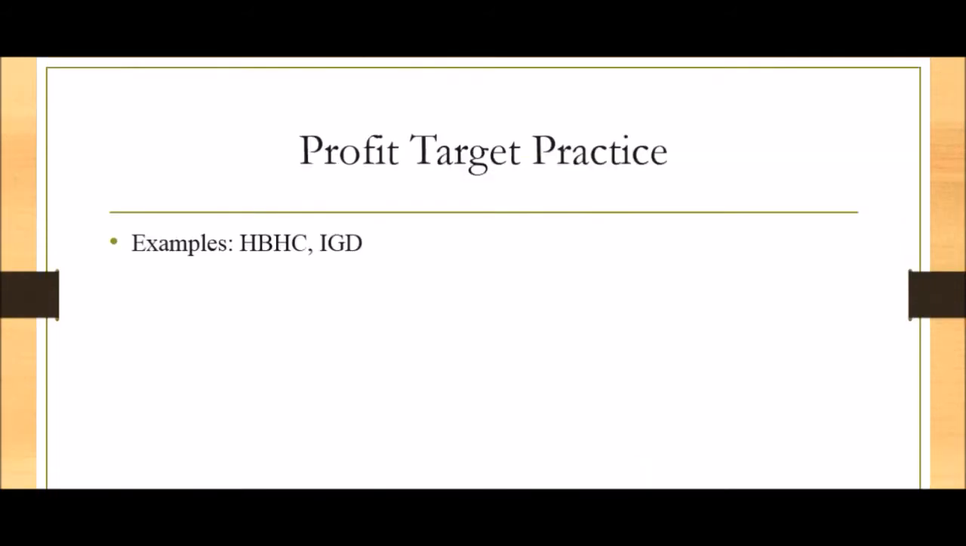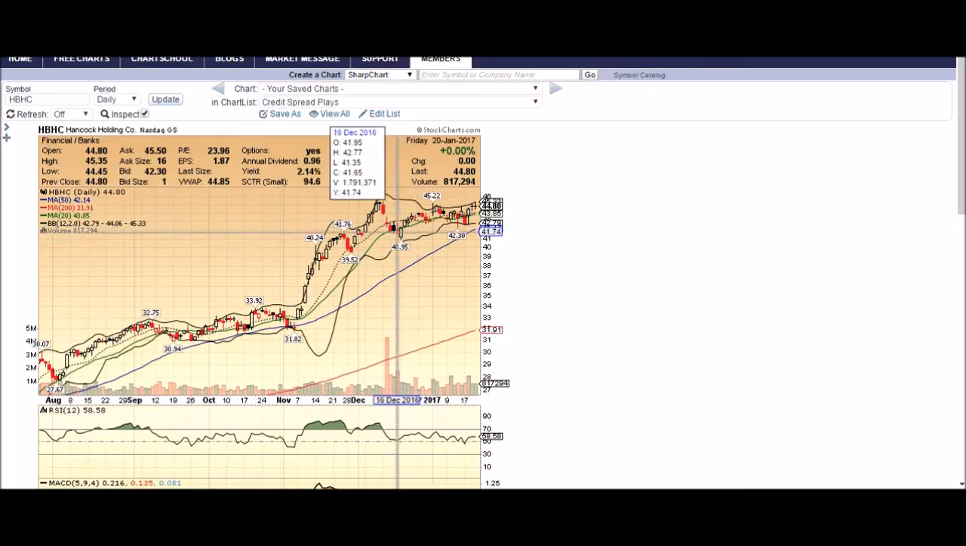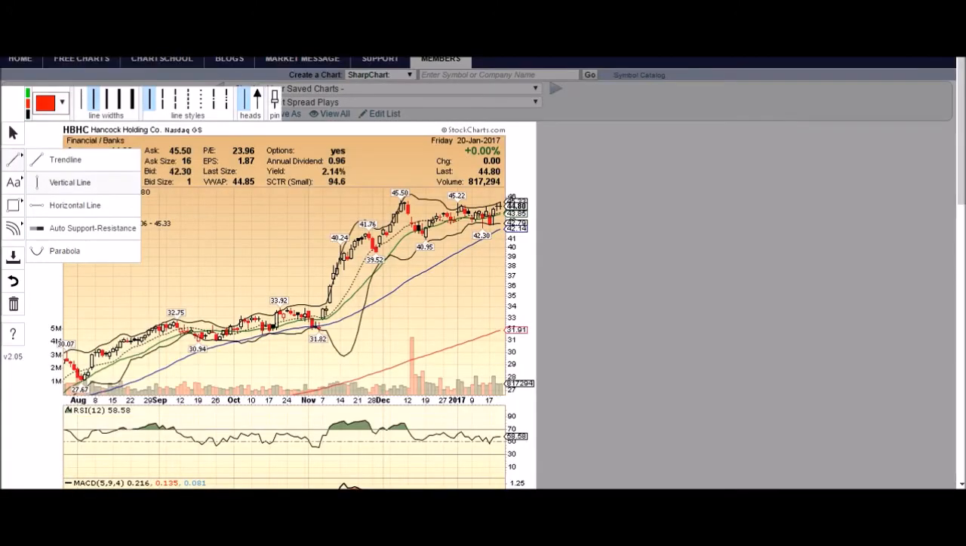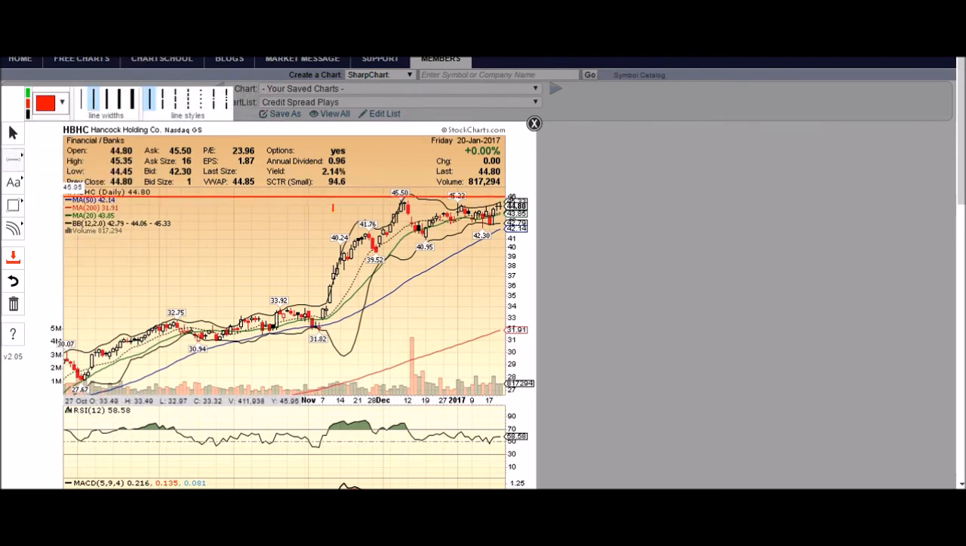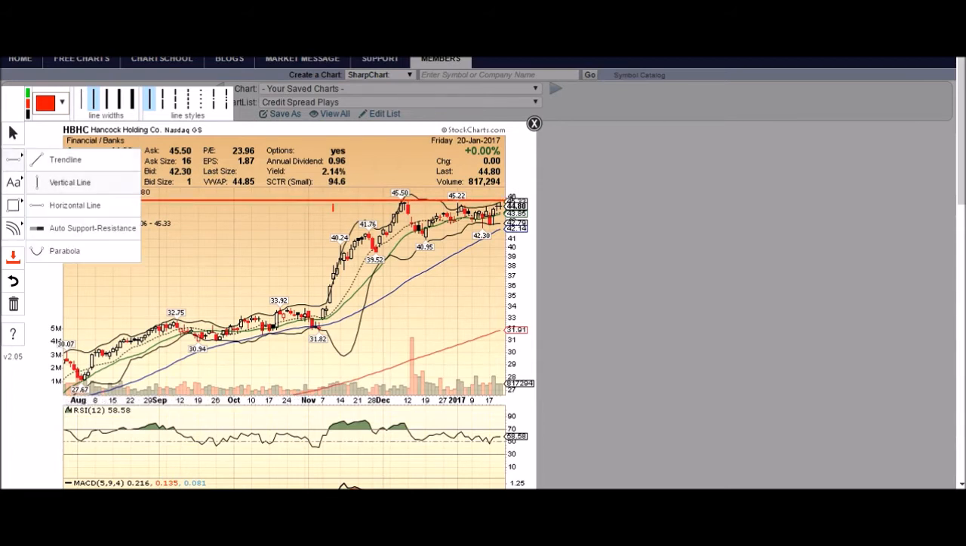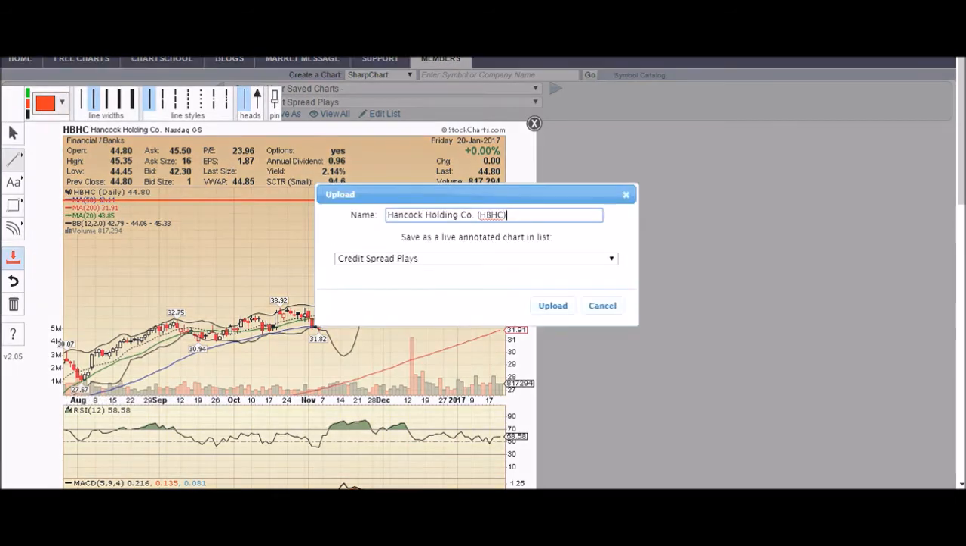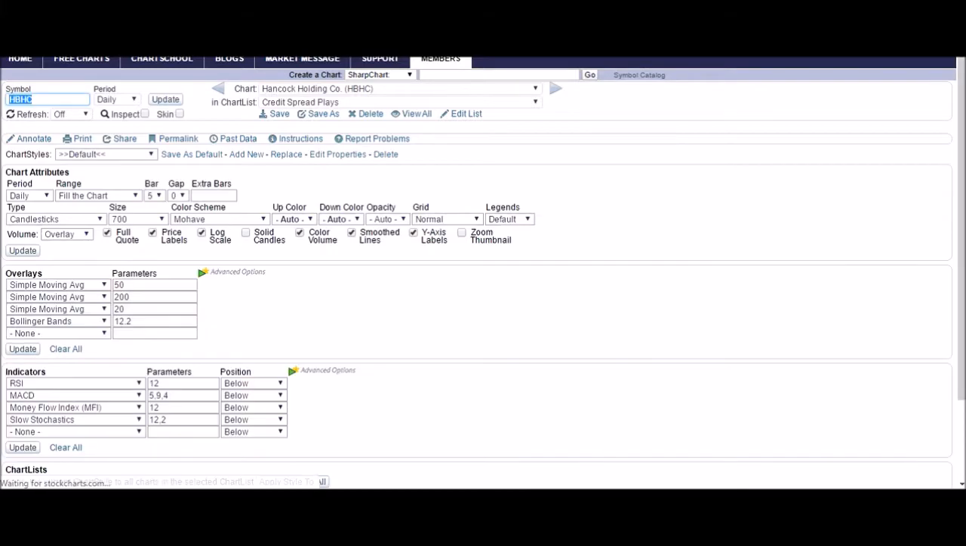So we're going to jump again back to HBHC and IGD, and we're going to do just that. Let's go ahead and label first and foremost as practice. We're going to relabel that ascending triangle. So we have the 45.50. Get as close as I can. There we go. And then we have the ascending support here. We'll leave it red for now, but again, that represents support. Let's just save this so it'll stay on the chart.